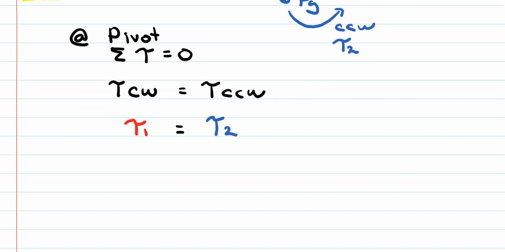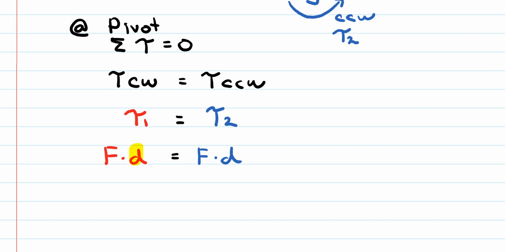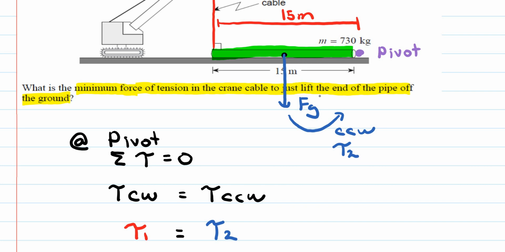Now torque is equal to your force times your distance, and this is going to be equal to your force times your distance. Since the red force is the cable force, we can label that as F, and the distance to the pivot point is going to be the full length of 15 meters. So we have F times 15, and on the other side we have the force, which is Fg.